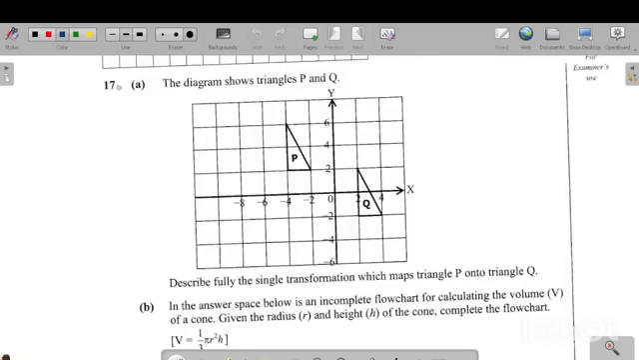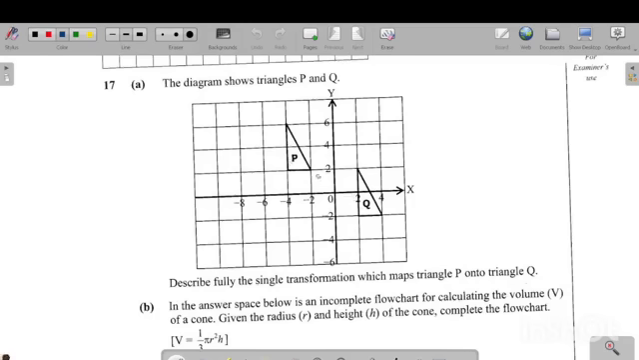All right, so question 17a says the diagram shows triangles P and Q. Okay, you can see these two triangles. Describe fully the single transformation which maps triangle P onto triangle Q. So you can see that this is the object, the shape that has not undergone any transformation, and this is the image. All right.